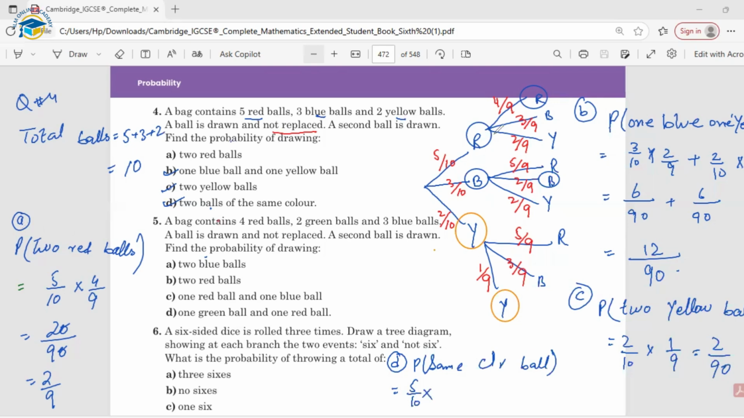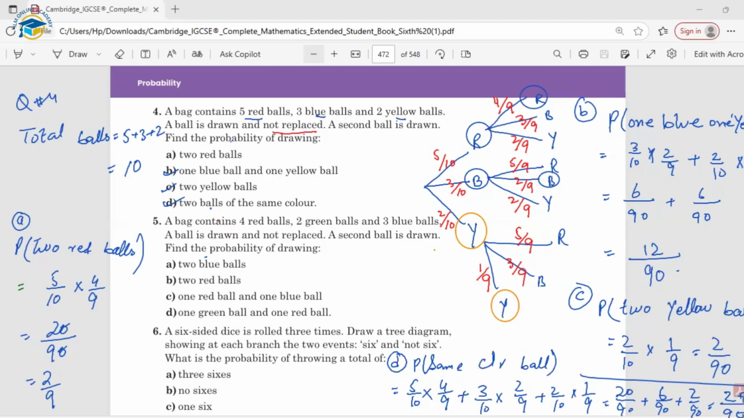Right now we'll multiply within branch. 5 by 10 times 4 over 9, plus next, 3 over 10 times 2 over 9, plus 2 over 10 times 1 over 9. So within branch, we need to multiply. With different branches, we will add. So 5 4 times is 20 over 90, 6 over 90, 2 over 90. Now we need to add all these numbers together. So 20 and 6 is 26, and 26 and 2 will be 28 over 90.